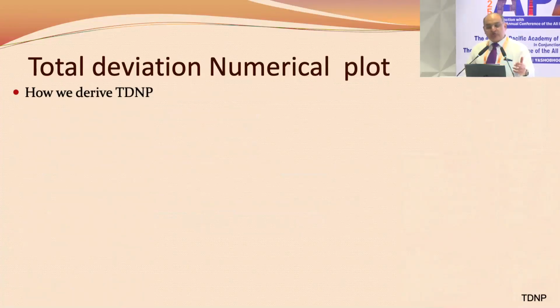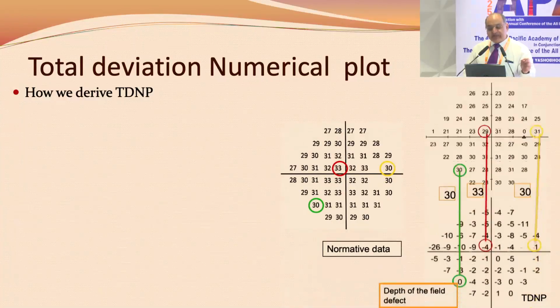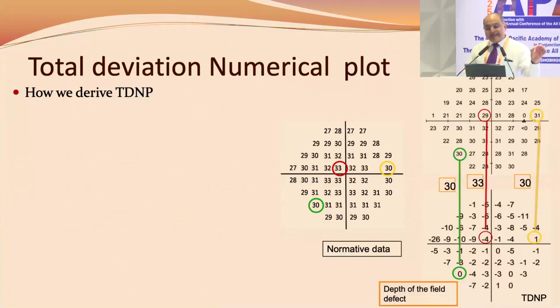Now we move on to the total deviation numeric plot. Now how do we derive the total deviation numeric plot? So this is how we do it. This is the normative database and this is the patient's database. So you can see the green one shows 30 in the normative database, but it is 30 in the patient's database also. So the value here will be 0.